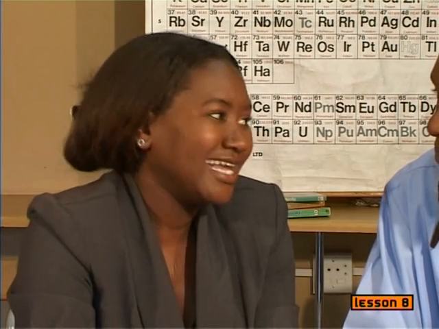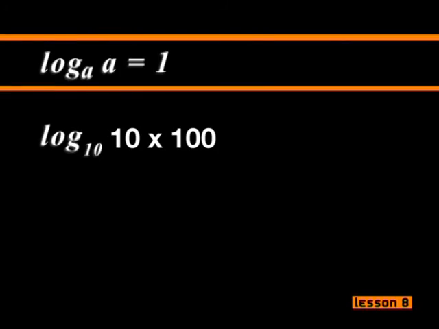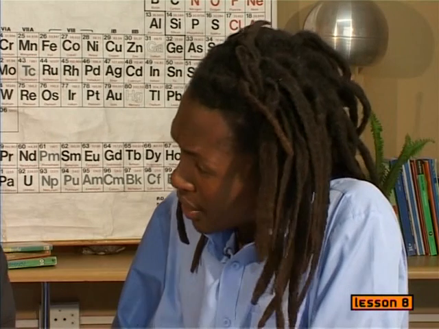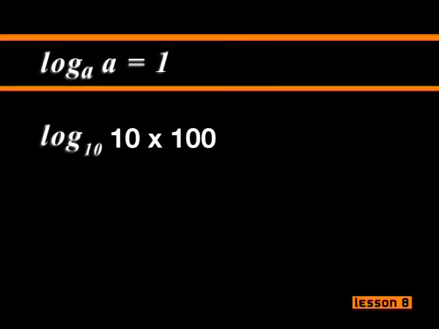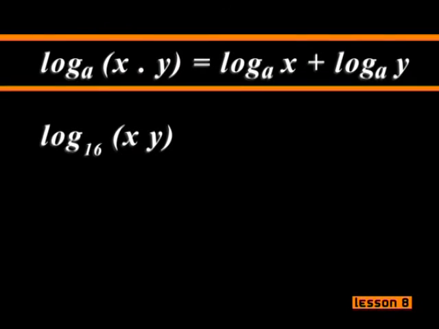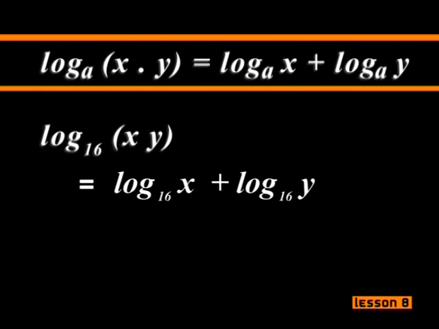Good. Now let's try the second law. Using this law, simplify the expression for me. Easy enough. Log base 10 of 10 is equal to 1. 1 times 100 is 100. Nicely done. Now let's try an example that uses law 3. That simplifies to log base 16 of x plus log base 16 of y.